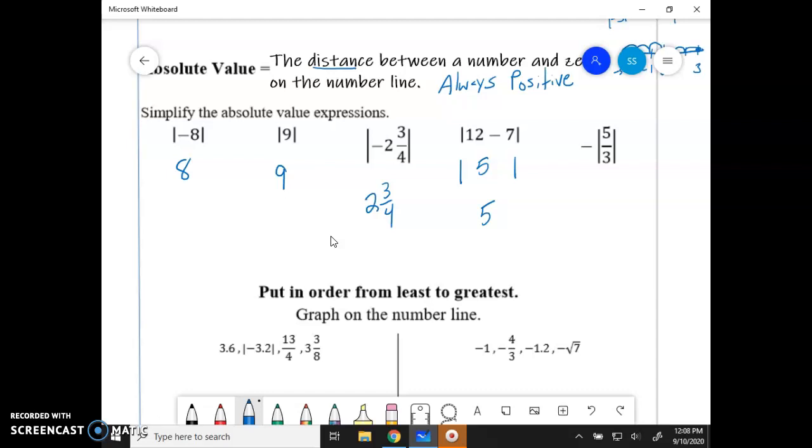Now this gets a little tricky because this negative is on the outside. So if we simplify in here, right, what's the absolute value of 5/3? Well, it is positive 5/3. Okay, but then this negative being outside of that, it just kind of drops down and makes it negative. Okay, so there's a big difference there. Okay, all right, moving on.